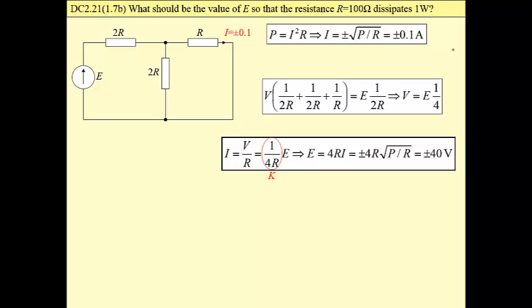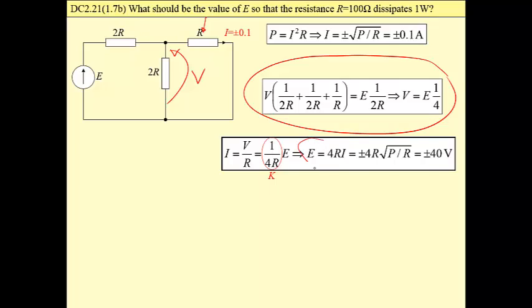Then nodal equations are presented here. I'm not going to discuss how these nodal equations are created. From these nodal equations we may find this voltage V, and then the current that flows through a resistor R, and this is the current. Then after transformation of this equation we will find that the input voltage that we are looking for can be either plus or minus 40 volt.